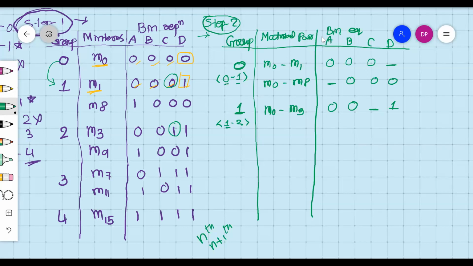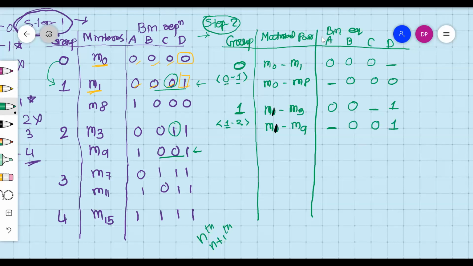Are m1, m9 making a matched pair? Yes, these two are same, so the first bit is changing. I've done it wrong, this is m1. So m1 is making a matched pair with m9. Comparing m1 with m9, only the first bit is changing, and this is 0, 0, 1.